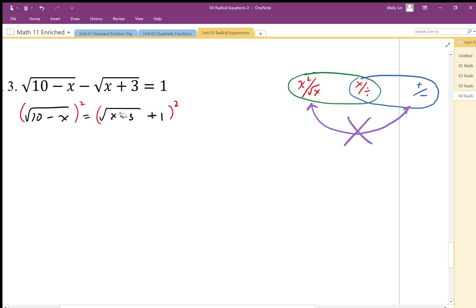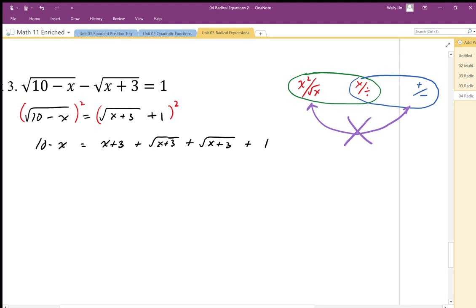So when I square this, I'm going to square the left-hand side first. That will just undo the square root. On this side, we have to do the FOIL. This is a binomial that we have to square. So we're going to end up with square root x plus 3 squared, plus 1 times square root x plus 3, and x plus 3 times 1, and then 1 times 1. First, inside, outside, last. So when I do this, I still have a square root term that I have to deal with.